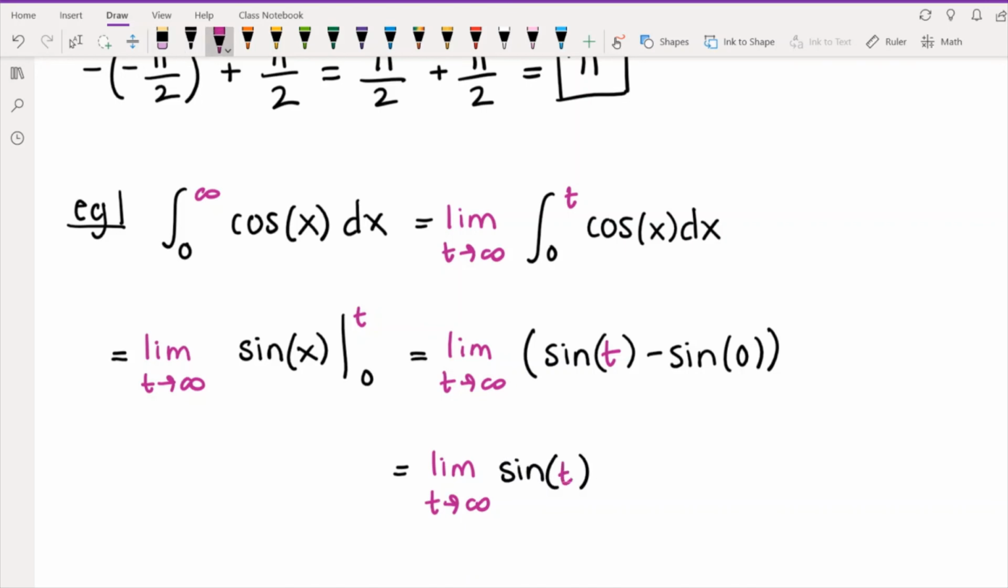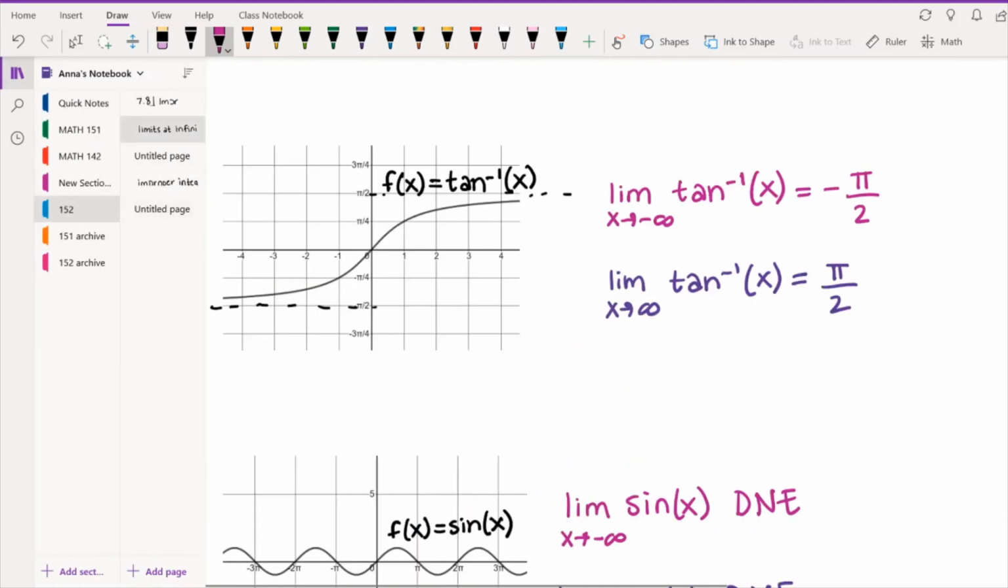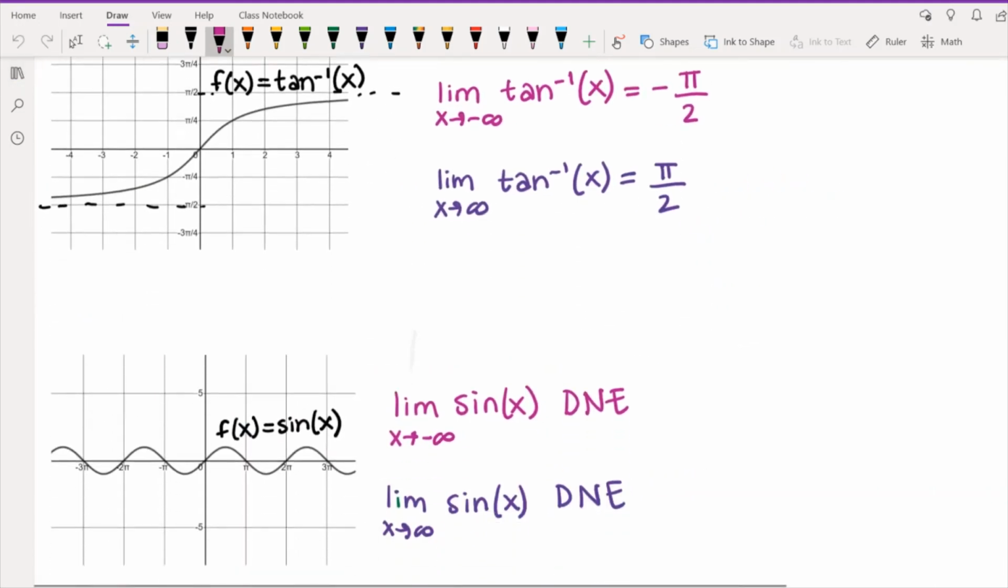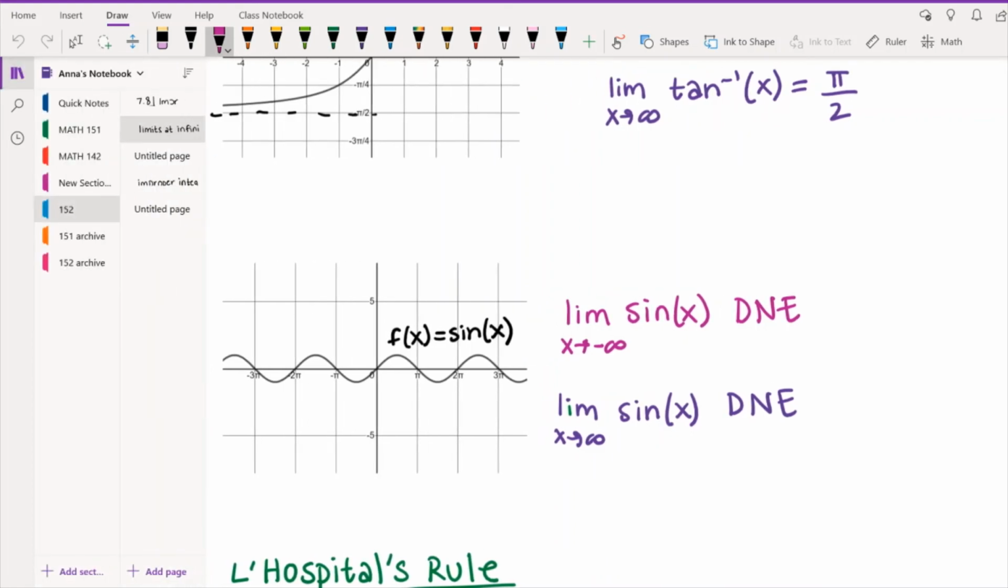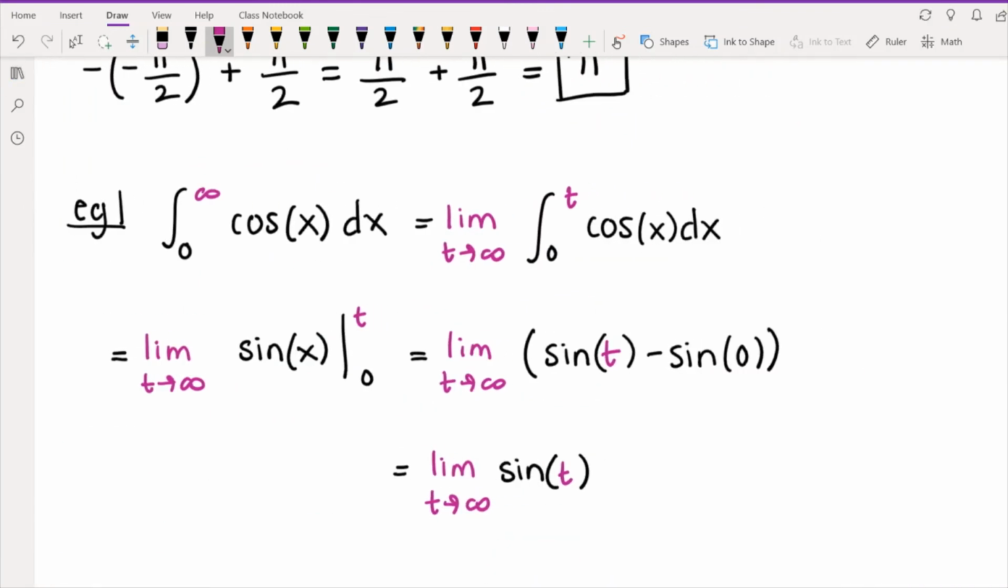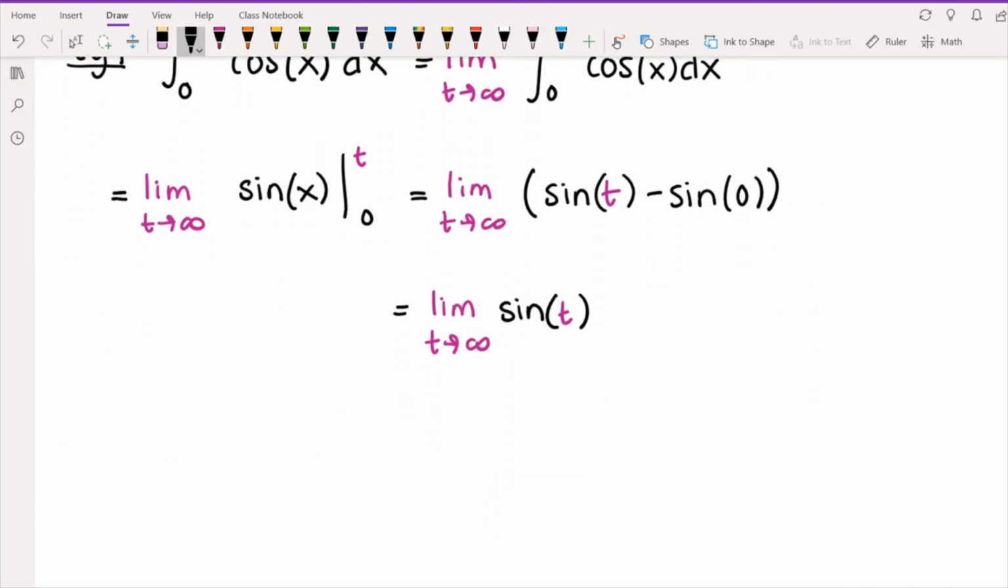So what's the deal with sine? Well, if we look at the graph, it goes up and down. It vacillates. It doesn't settle into one value. It doesn't increase without bounds upward. It doesn't decrease without bounds downwards. It just kind of goes back and forth. And so the limit does not exist. And so this would be an example of an improper integral that diverges not because your answer is positive or negative infinity, but because the limit just doesn't exist for kind of a different reason. So in this case, you would just say, okay, it diverges.